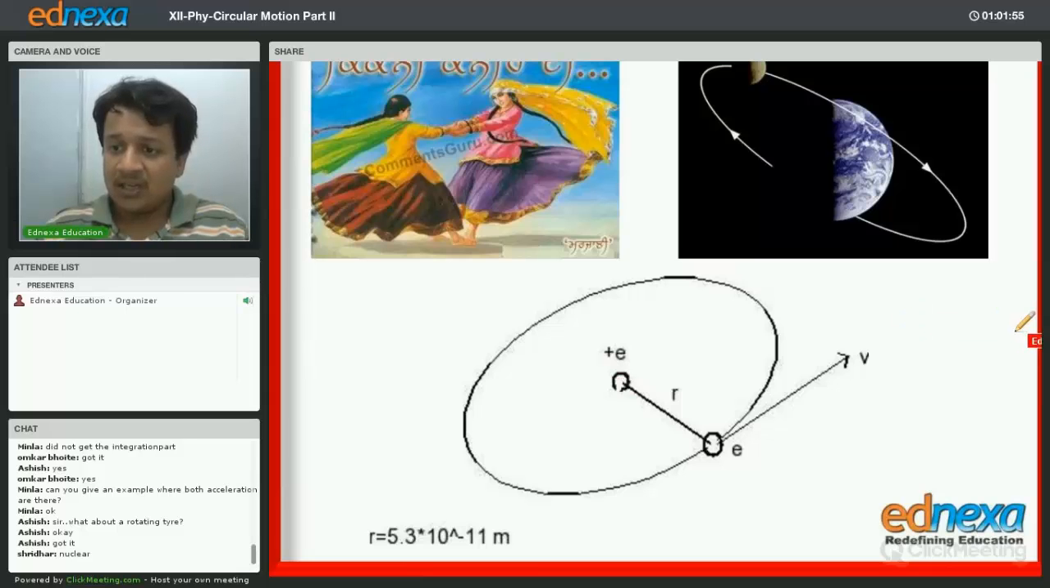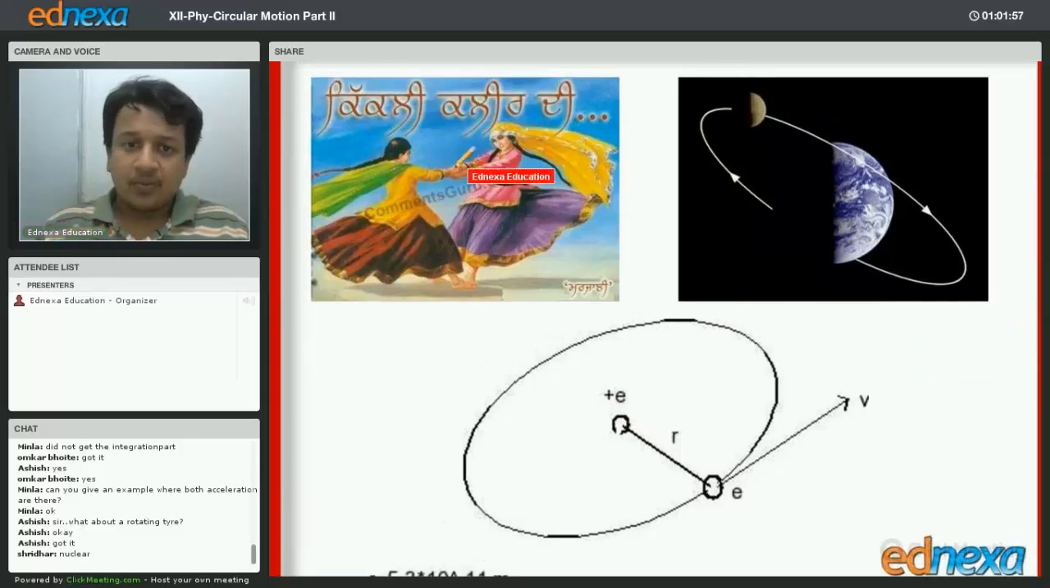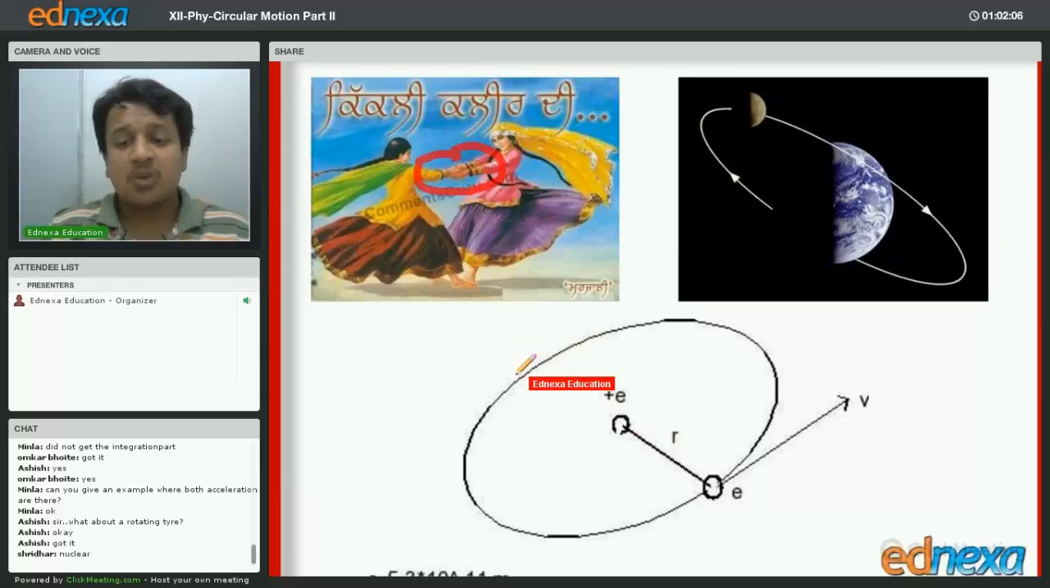Okay, over here, these two girls are moving round and round and round. When these girls are moving round and round, again the tension developed over here is responsible for centripetal force.